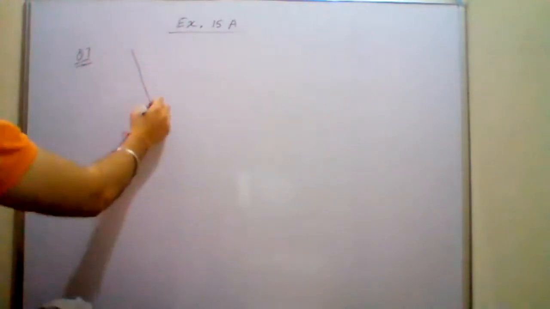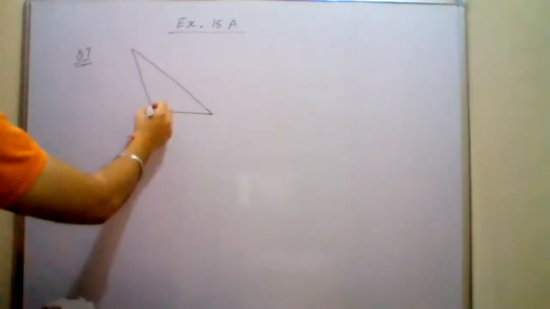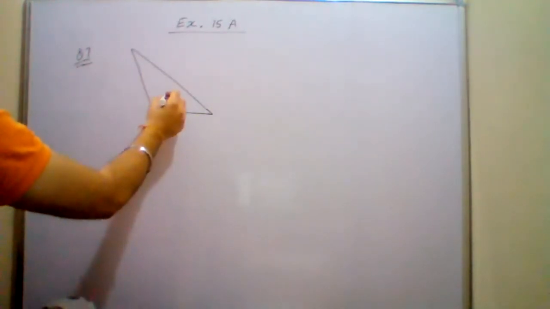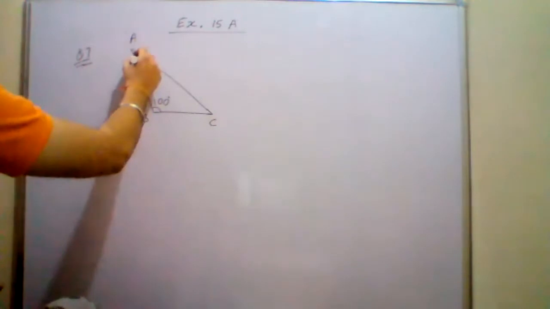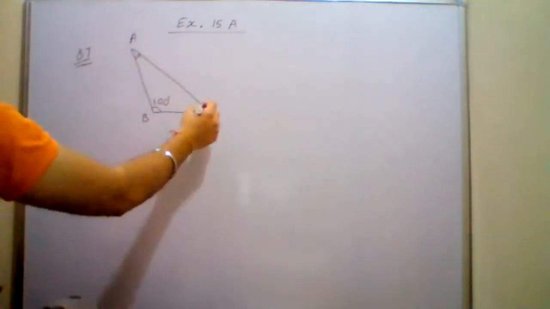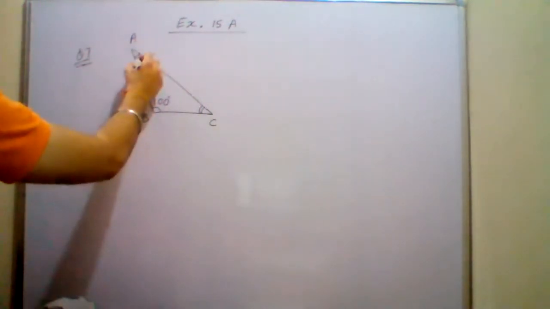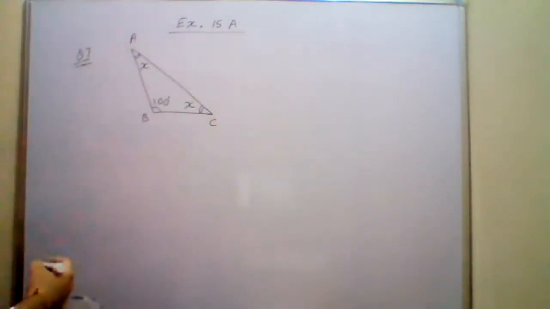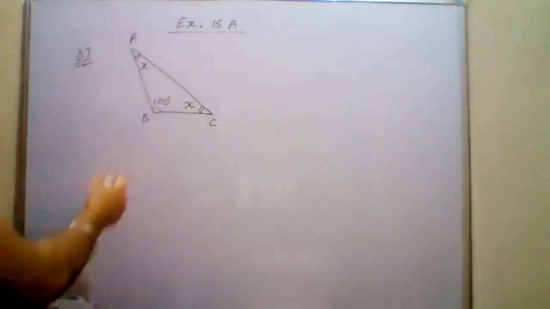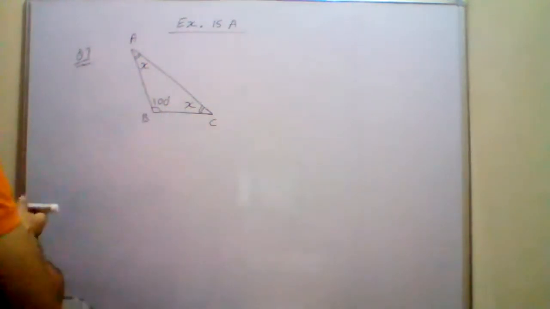So there is a triangle in which one angle is 100 and the other two angles are equal. So if the triangle is ABC, in this triangle, angle A is equal to angle C. So we can assume that both the angles are X. Let the two equal angles be X. Can you find the unknown angles of the triangle? Yes, sir. So I am not doing it. You all have to do it.